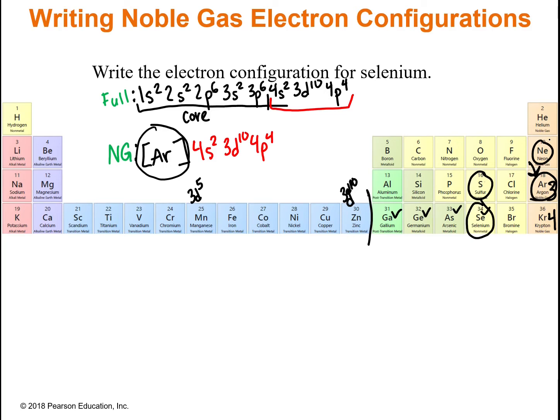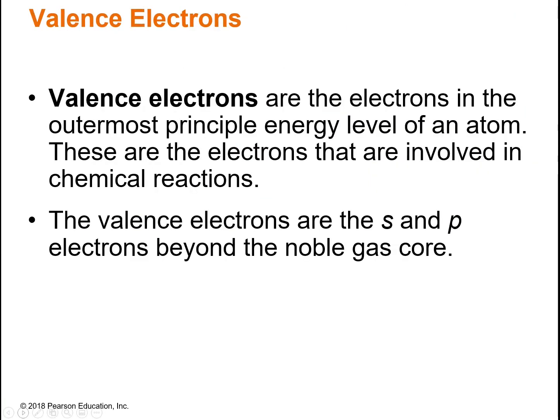Now keep in mind, we're doing this for neutral atoms. Atoms are not always neutral. They can't be if we're going to form chemical formulas. The electrons that are involved in doing chemistry are called the valence electrons. So if you remember, which I hope you do because it was just on the last slide, that was our configuration for selenium.